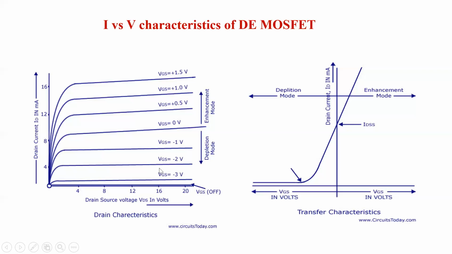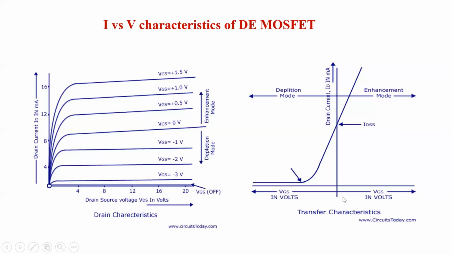Now, when we do that for different VGS, depletion mode happens when VGS is negative, that is below 0 volt, and enhancement mode for positive voltages. So when we vary the drain to source voltage, we get curves in this fashion. The current increases and it saturates for a particular drain to source voltage.